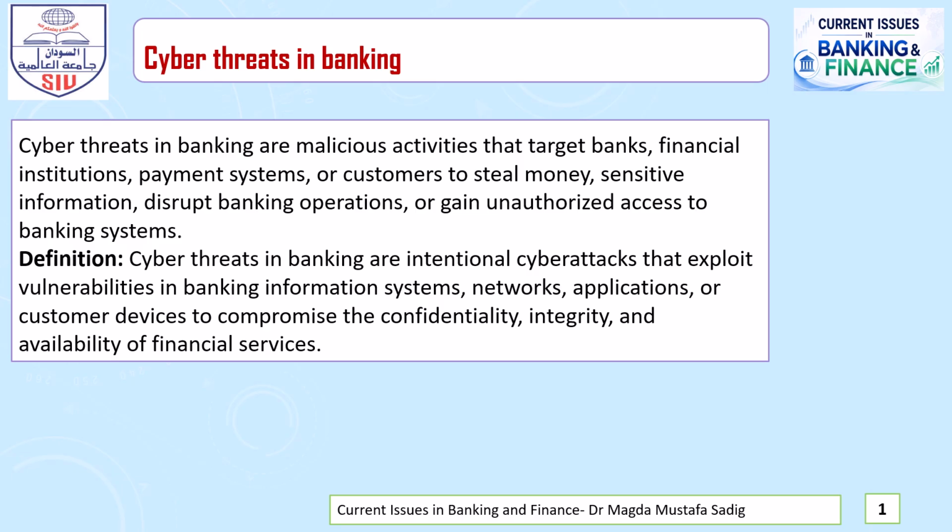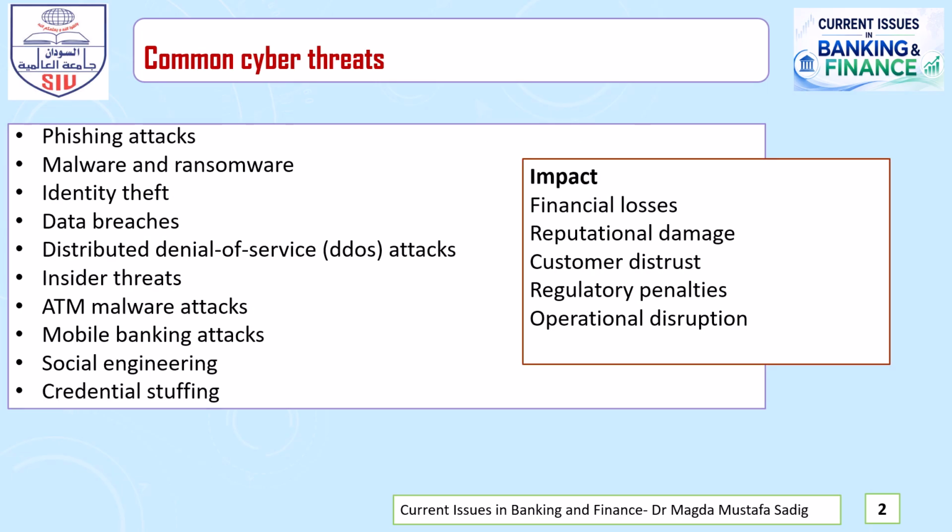So let us take, for example, confidentiality: ensuring that information is accessible only to authorized users. Integrity: ensuring that information remains accurate and cannot be altered without authorization. Availability: ensuring that banking services remain available whenever customers need them. If any one of these principles is compromised, banking operations may be seriously affected.